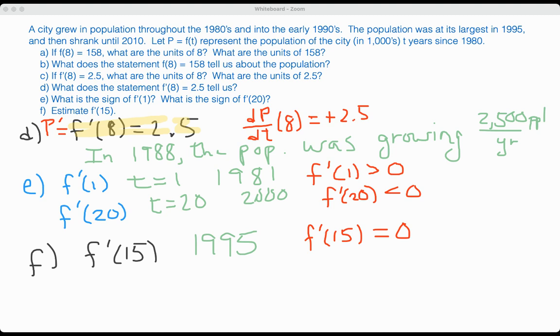You can do this for anything. So you have to look at the words to see what the units are. You actually have to read the problem and interpret.